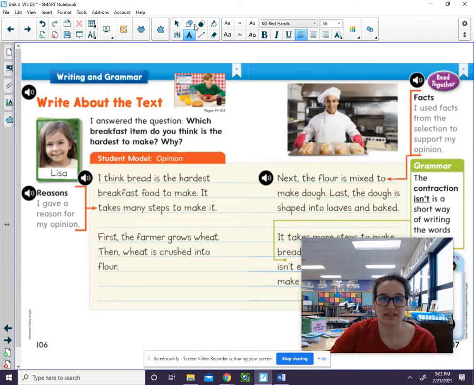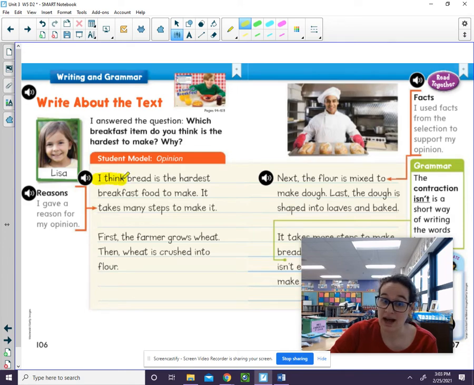We're going to take a look at this example writing. This is by a girl named Lisa. Her prompt says, which breakfast item do you think is the hardest to make? Why? Let's go ahead and read what she thinks. I think, I like that she starts it by saying, I think, that's what she thinks. Bread is the hardest breakfast food to make. It takes many steps to make it. She gives us a reason right away.